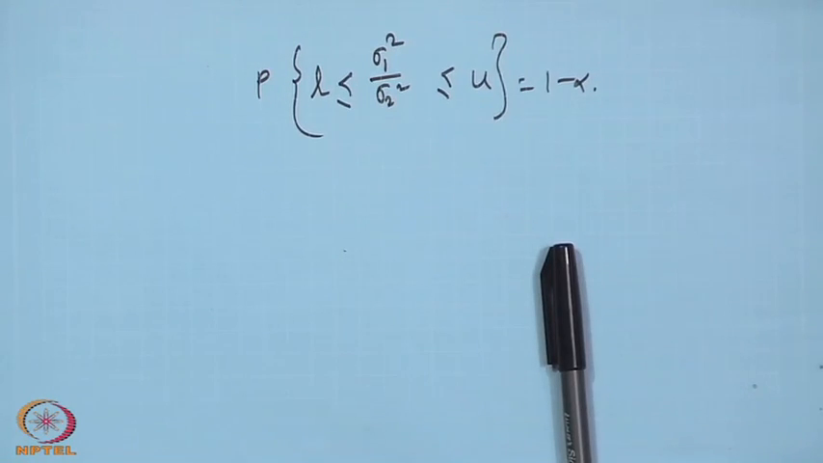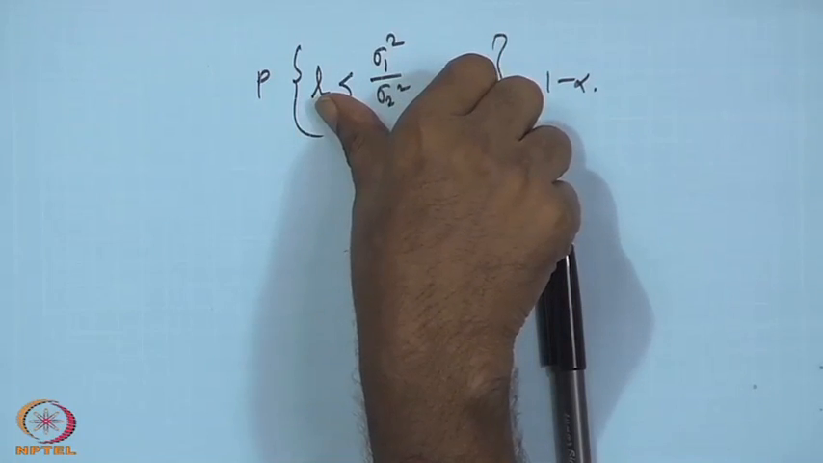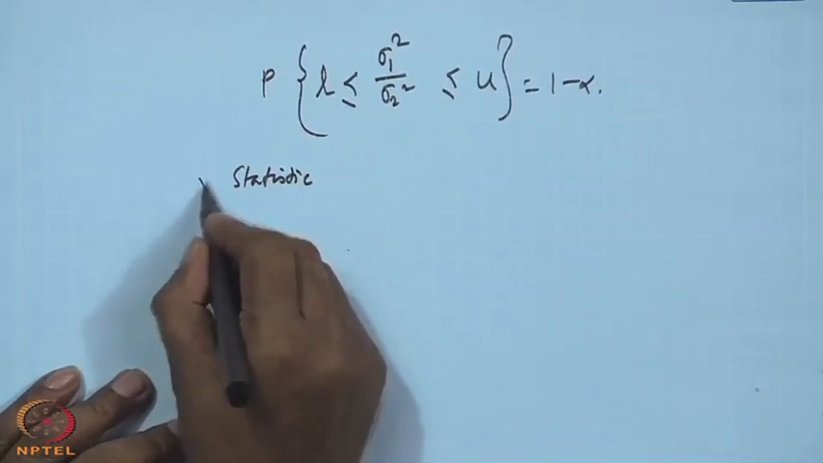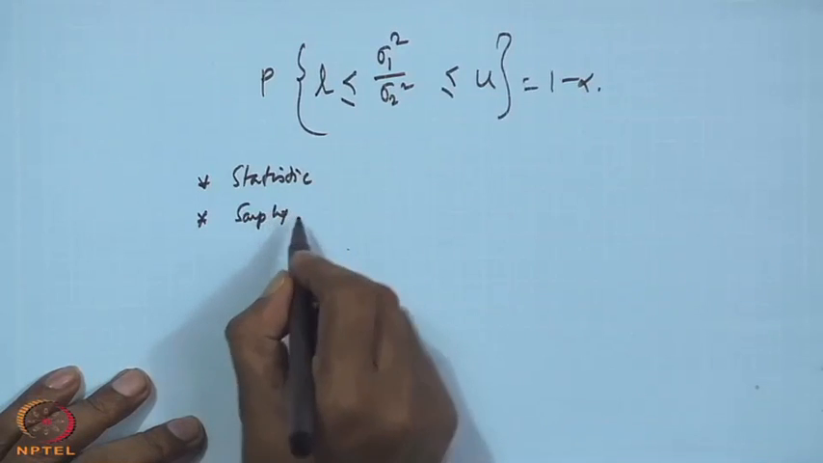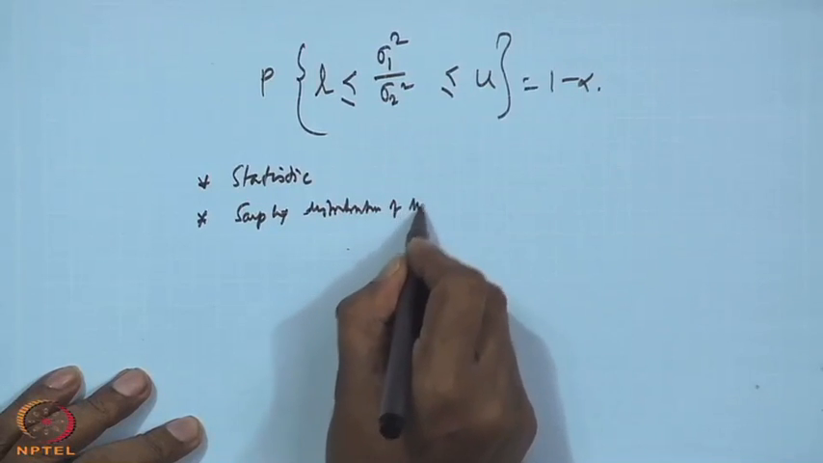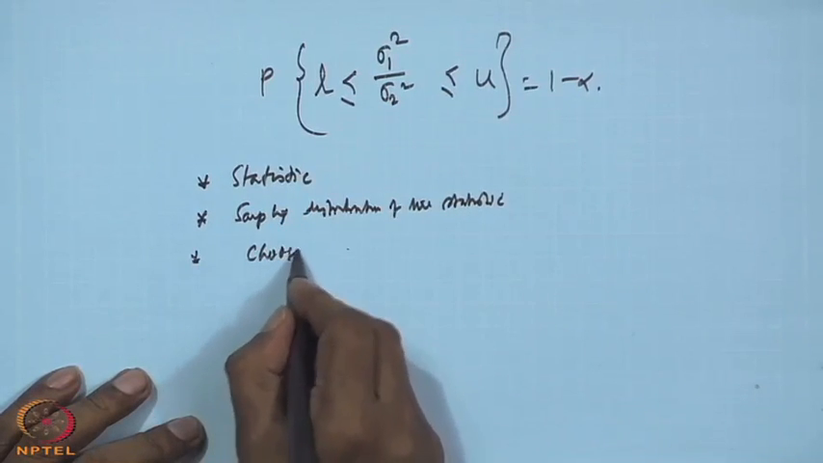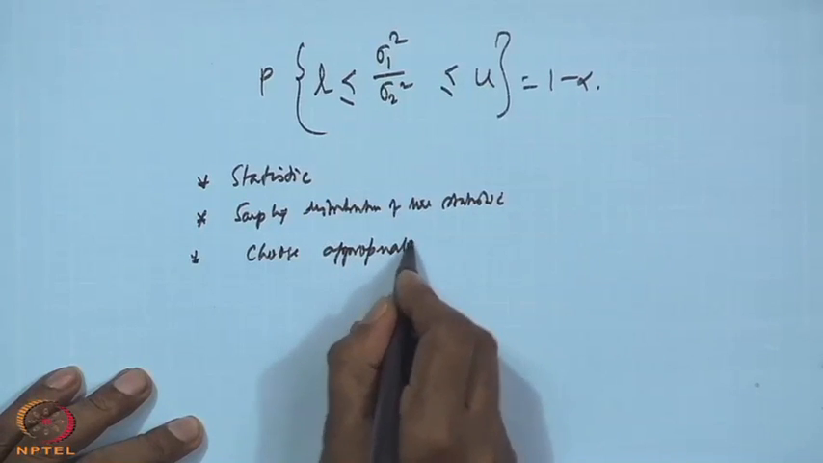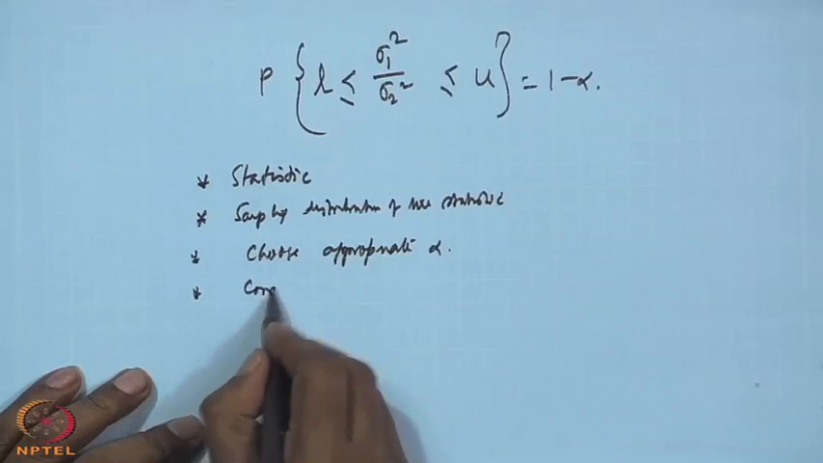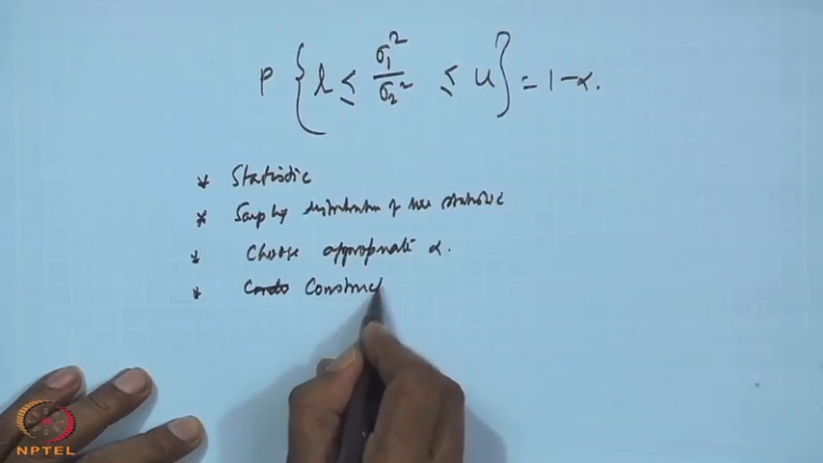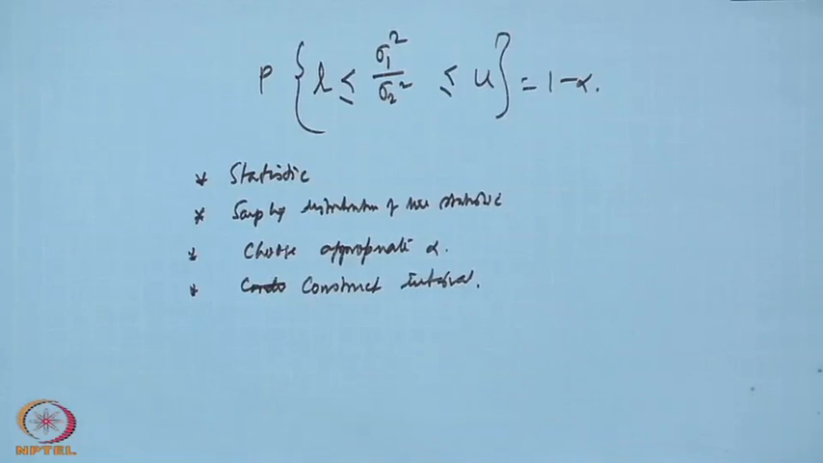Now, if you want to get this interval, you must know what statistic you will generate, and based on that statistic you will go for the sampling distribution. So, a few things are important. You must know the appropriate statistic, then the sampling distribution of the statistic, and then you choose the appropriate alpha value that you want, then you construct the interval. These are the steps, and everywhere you are doing it like this only.